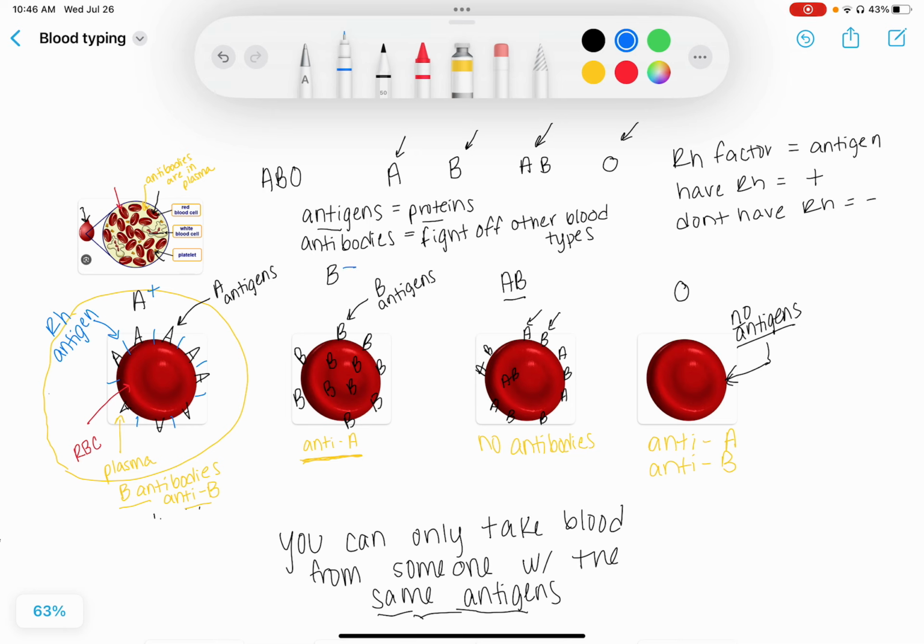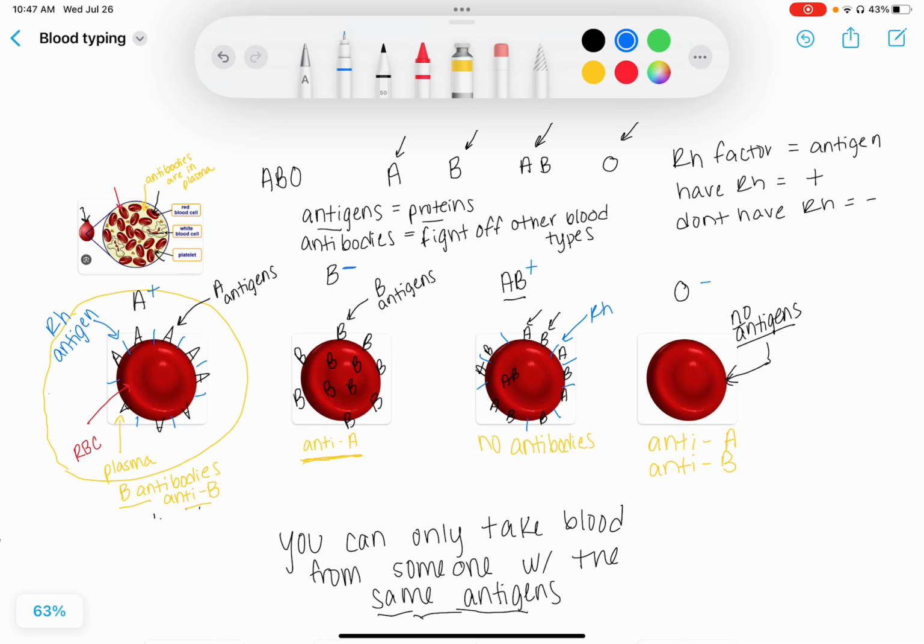If this person was B negative, it means that they don't have the Rh antigen. And we could keep going. So let's say this person is AB positive. They have the Rh antigen. And O negative don't have the Rh antigen. Okay, that's all it means. You have that protein, you have that antigen, or you don't.